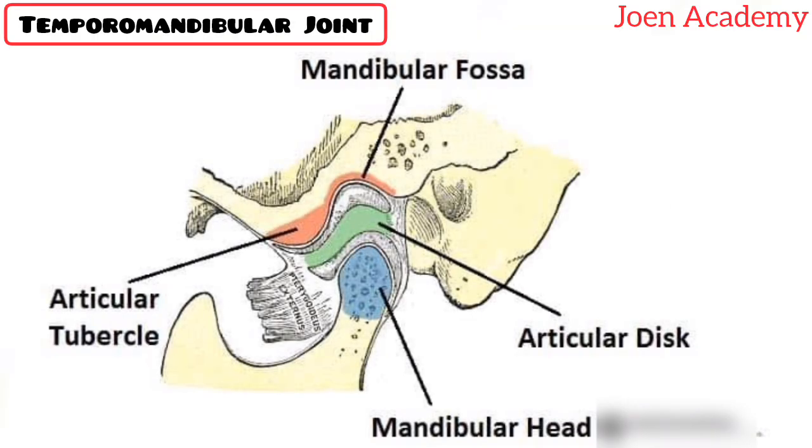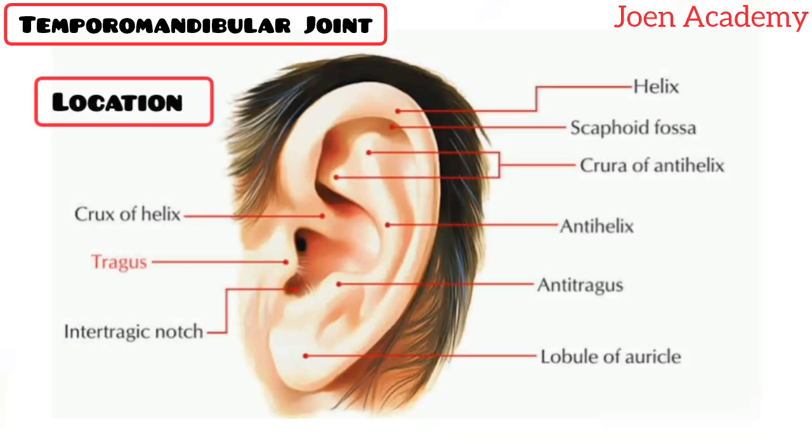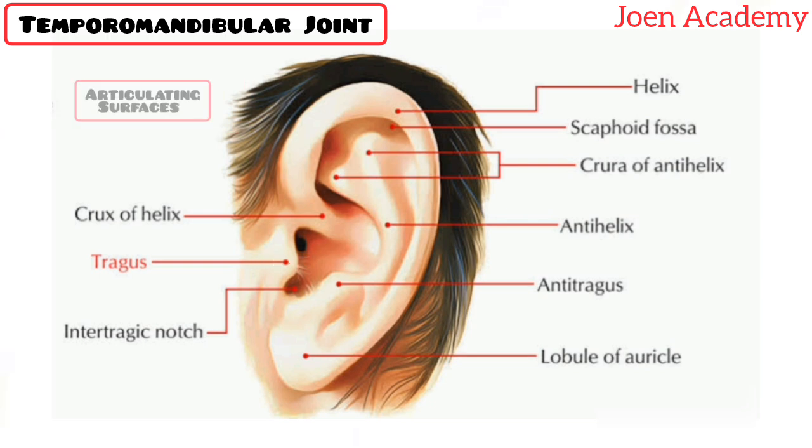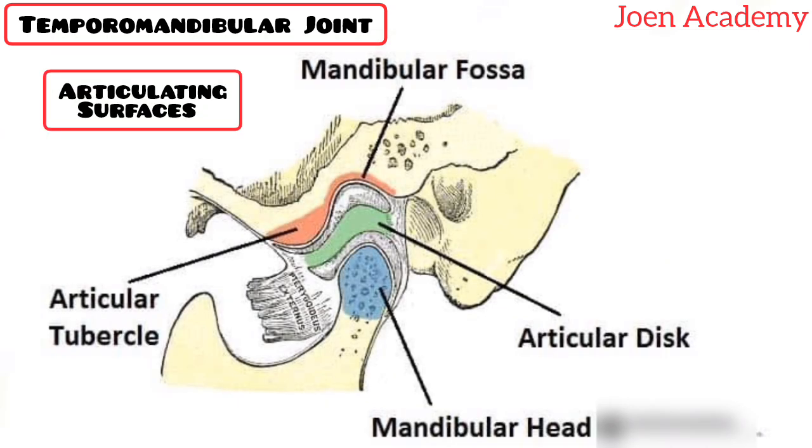Temporomandibular joint is simply called the TMJ. It is formed by the articulation of the mandible and the temporal bone of the cranium. It is located anteriorly to the tragus of the ear on the lateral aspect of the face. Let's talk about the articulating surfaces.